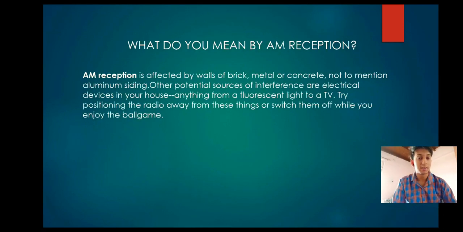The question arises in your mind is, what do you mean by AM reception? So, AM reception is affected by walls of brick, metal or concrete, not to mention aluminum siding. Other potential sources of interference are electrical devices in your house, anything from a fluorescent light to a TV. Try positioning the radio away from these things or switch them off while you are enjoying the ball game.